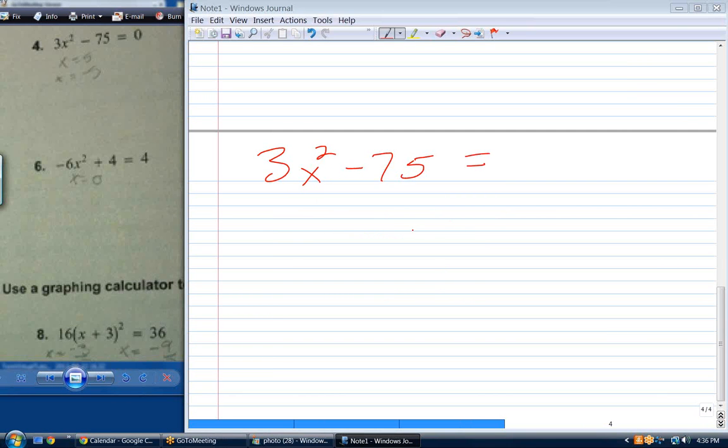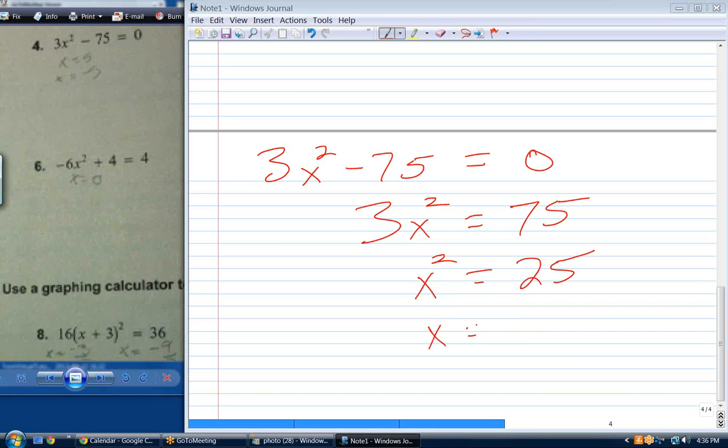First step? Marina? Plus 75. Okay. Second step? Divided by 3. And third step? The square root. So x equals what? X equals 5. Plus or minus 5. That's how you get both of those answers there.